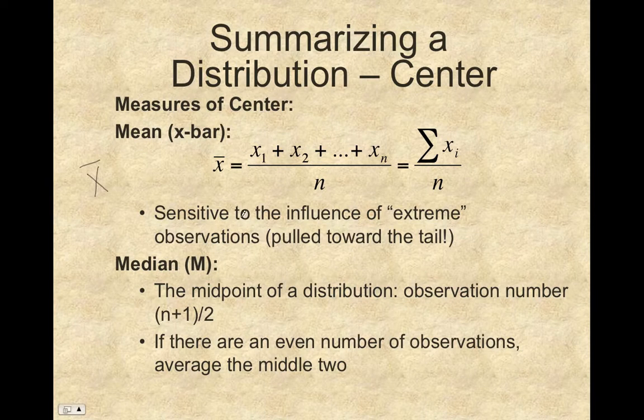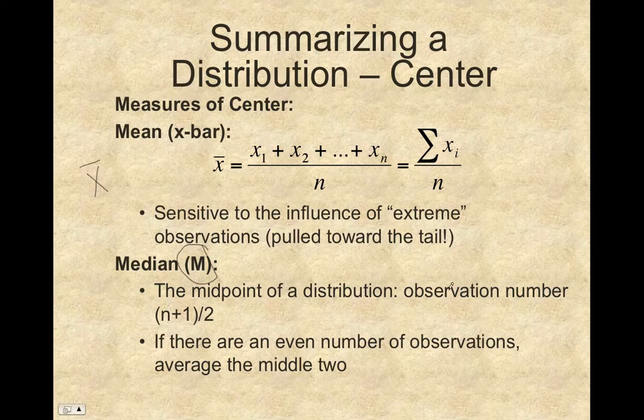It should be noted that the mean is sensitive to the influence of extreme observations. In other words, if I have some skewness or I have an outlier, the direction of that skewness or that outlier is going to tend to pull the mean towards it. You're going to see this more in a lab that we are going to begin tomorrow, and we're going to talk about this more after you do that lab. The median is the other preferable measure of center. We abbreviate that with a capital M. And the median is the midpoint of a distribution.